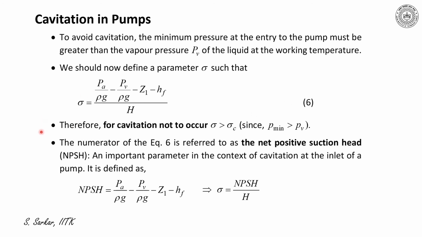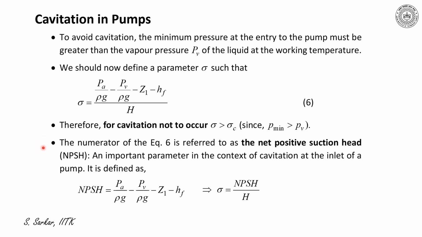Therefore, for cavitation not to occur for a certain installation of a pump, sigma must be greater than sigma C. That is, in that case, P minimum occurring at the suction end of a pump must be greater than the vapor pressure at the working temperature.